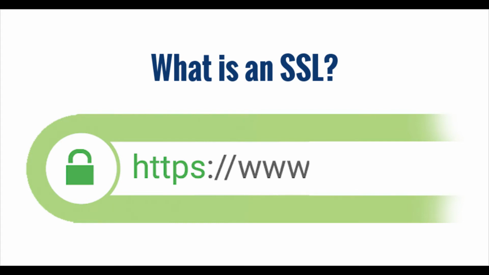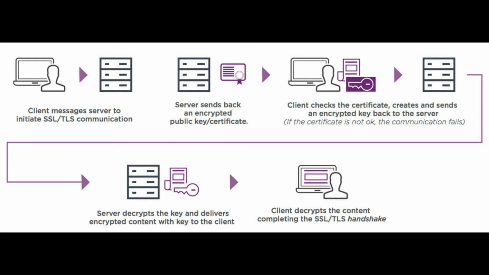So now let's see how SSL certificates work. Firstly, the client messages the server to initiate SSL communication. Then, when that process is done, the server sends back an encrypted public key or certificate. After that, the client checks the certificate sent by the server, creates and sends an encrypted key back to the server. Then the server decrypts the key and delivers the encrypted content with the key to the client, and the client finally decrypts the content, completing the SSL handshake. So this is how the SSL handshake works between the client and server.